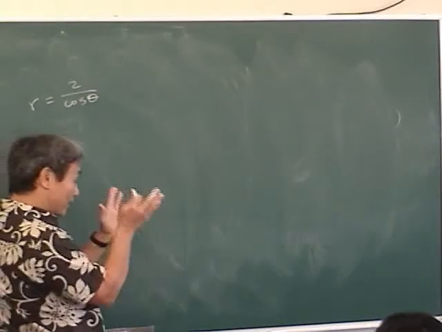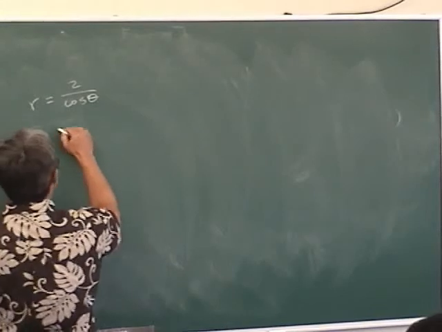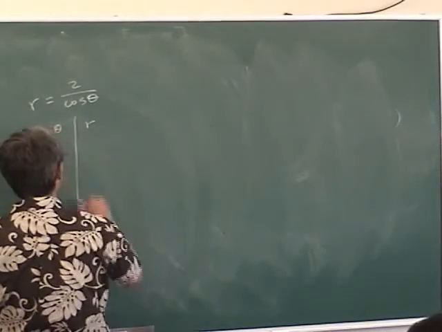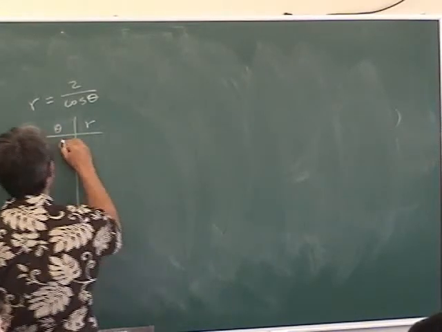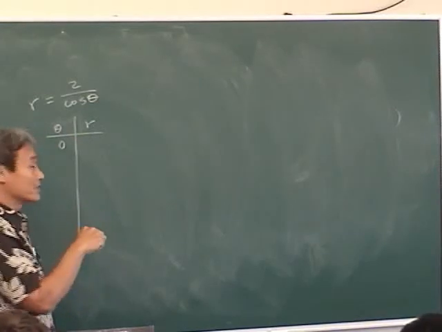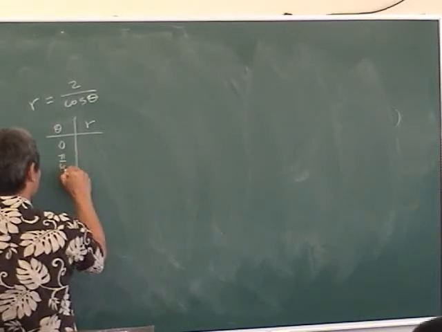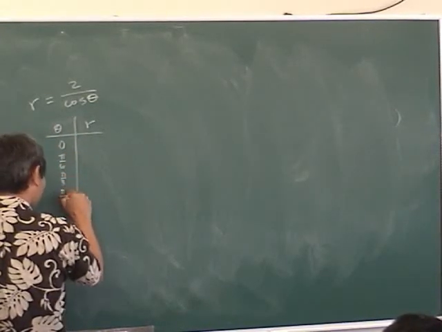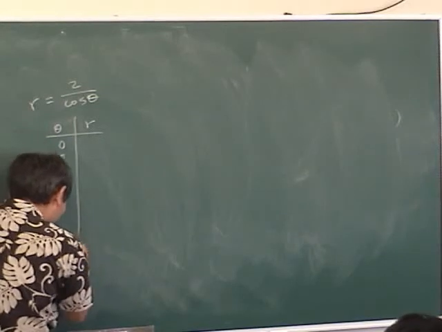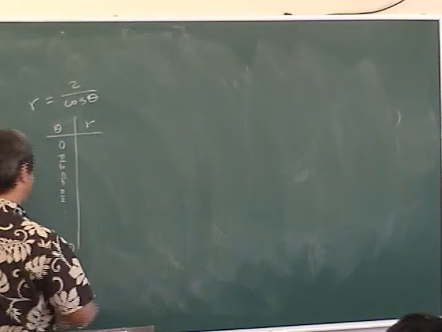Okay, now when you read books, this is what they teach you. Make a chart, theta and r. And what you're going to do is you're going to plot a point every pi over 6, like this. So make a chart like this, which is crazy, all the way until you hit 2 pi. Okay, go. Plug in 0.